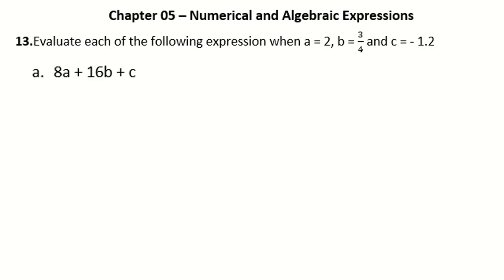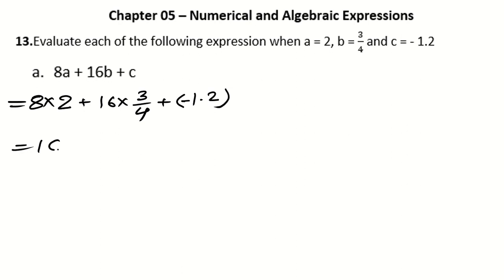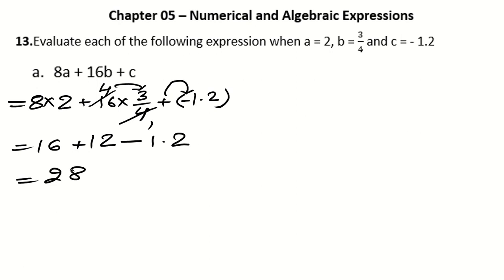Okay. Now, evaluate each of the following expressions where a is equal to 2, b is equal to 3 upon 4 and c is equal to minus 1.2. So what I told you for this, it is just put the values of a, b and c. So you will get here 8 multiply 2 plus 16 multiply 3 over 4 plus the value of c, which is minus 1.2. Now 8 multiply 2, 16 plus, now you can see here we are dealing with a fraction. So 16 is up and 4 is down. We can divide them. 4 times 4, 16. And 4 multiply 3 is 12. And then positive multiply negative, no, this is negative 1.2. So this is 16 plus 12, 28 minus 1.2.